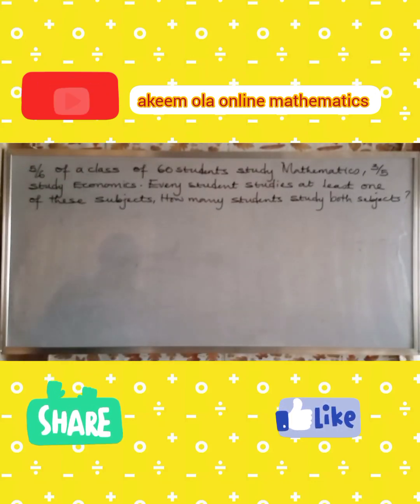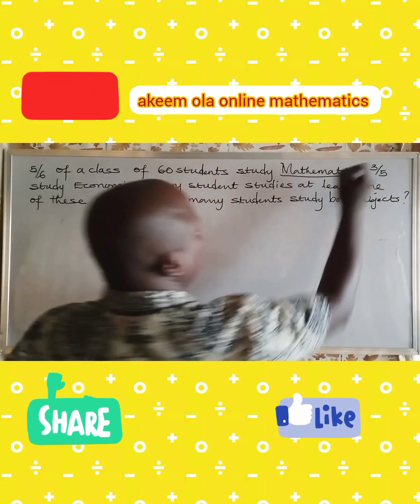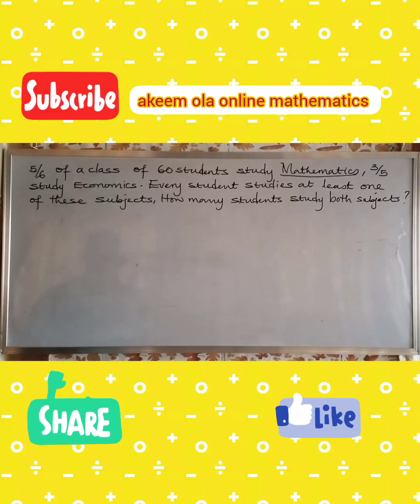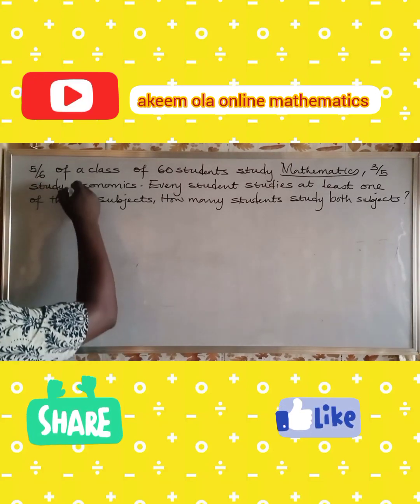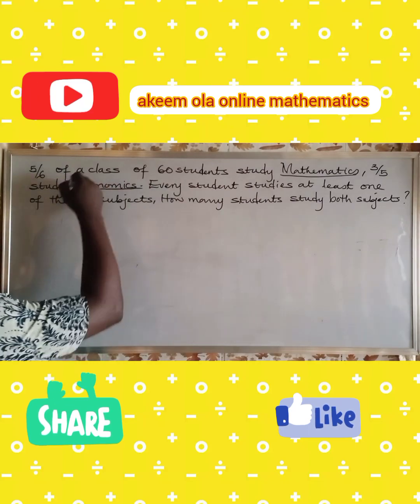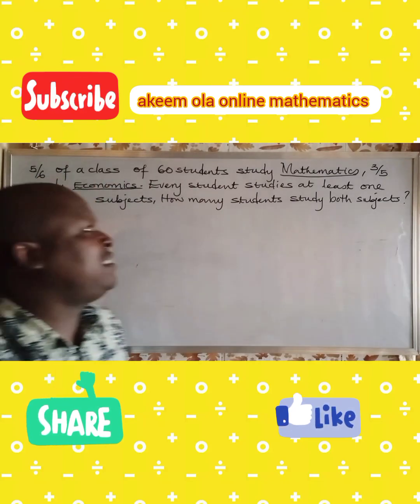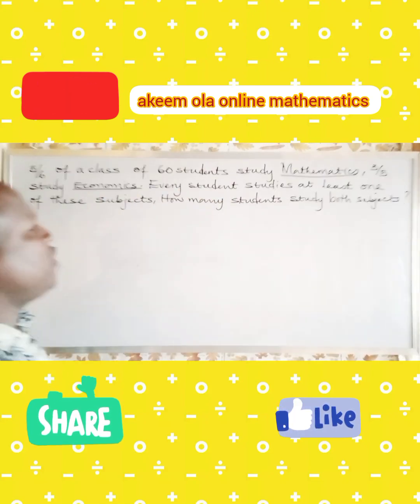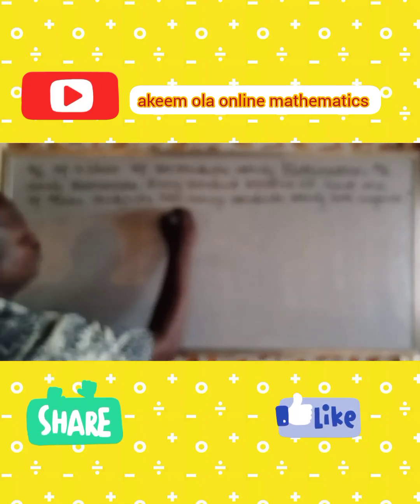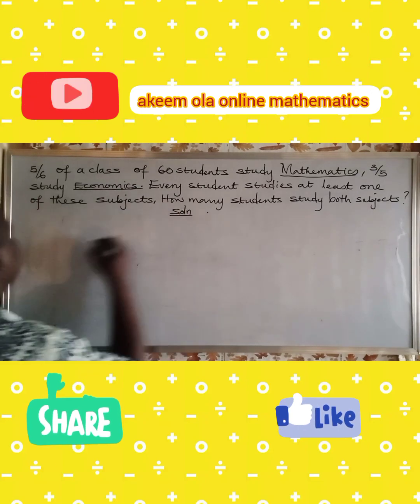5/6 of a class of 60 students study mathematics. We have the first body from the question as mathematics, and 3/5 of the students study economics, and the second body is economics. That means this is a set question that involves two bodies. How are we going to do it? The first thing we are going to do, we have the solution.